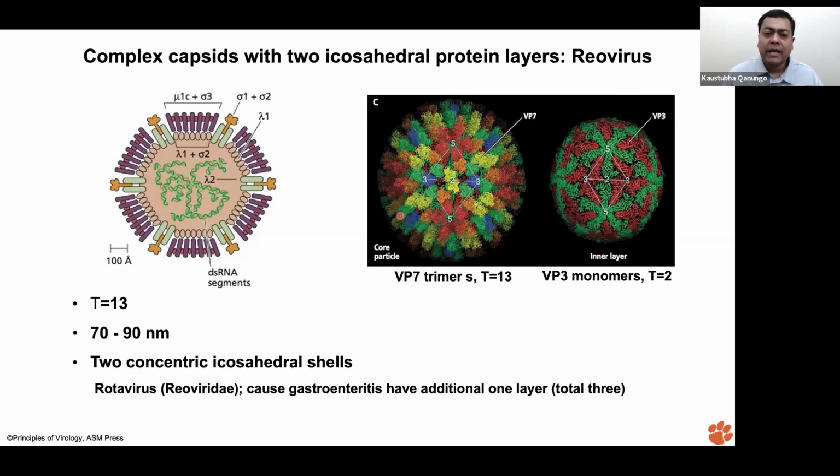On the other hand, the inner structure is made up of these VP3 monomers. Here, T equal to 2. And you can see that right here, you have a 5-fold symmetry. You have 5 greens. Then you have a 2-fold symmetry. You can see that right here, either 2 reds or 2 greens across.